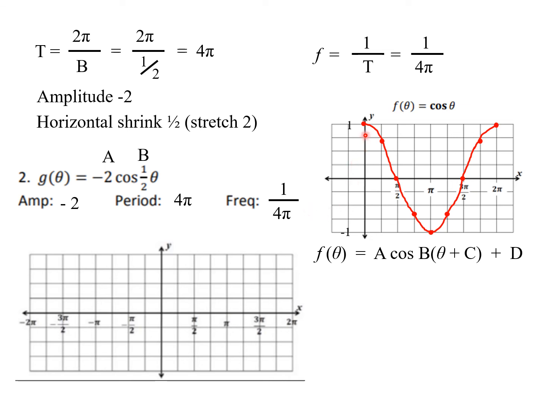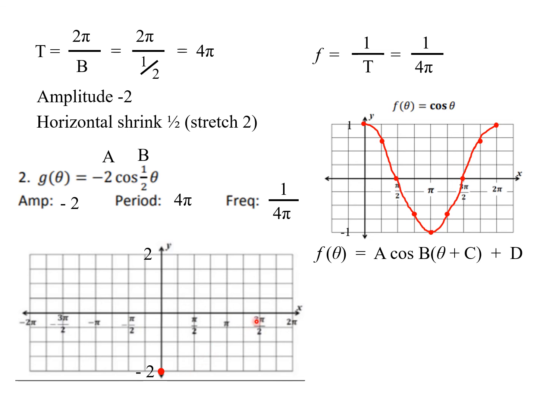Now the value at theta equal to 0 for the parent function was +1. This one has an amplitude of -2, so the negative sign means the whole thing is going to be flipped, and it will be doubled as well. So -2. I'm going to scale it like this, just so everything fits. And this maximum here is actually going to be at -2.